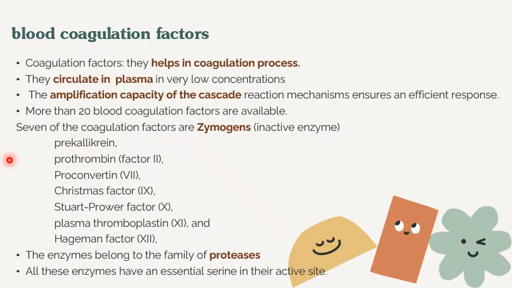These examples are prekallikrein, prothrombin, which is factor 2, proconvertin, which is factor 7, Christmas factor, which is factor 9, Stewart-Prower factor, that is factor 10, plasma thromboplastin, that is factor 11, and Hageman's factor, that is factor 12. These enzymes all belong to the family of protease enzymes. All these enzymes have an essential serine group in their active site.